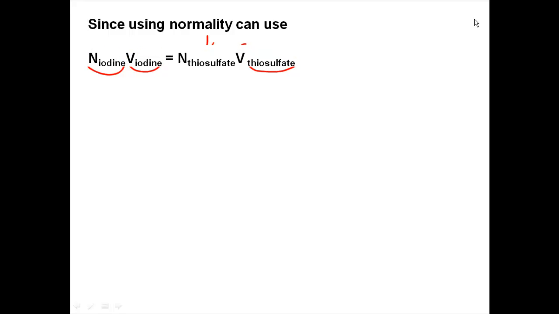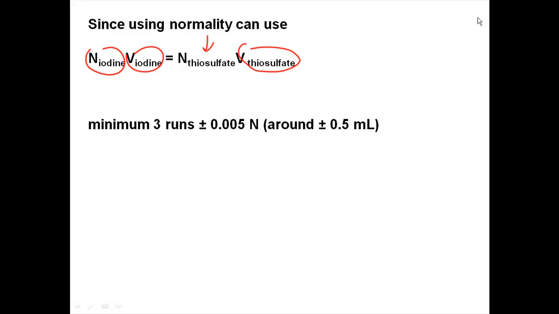Now we want to do this several times. We're going to do a minimum of 3 runs again. We want to get within plus or minus 0.05 normality. That's about 0.5 milliliters difference between your samples. If you have this, then we're going to call that a standard solution. We plan on reporting our average normality plus or minus the standard deviation. Anytime we have 3 or more runs, I want a standard deviation of thiosulfate ions. This is our standardized solution. This is the value we're going to use to do our unknown.